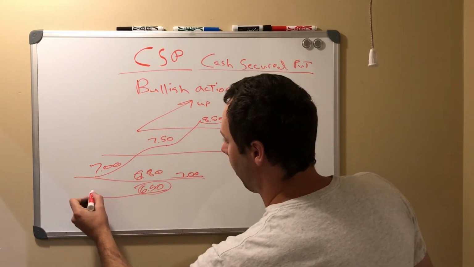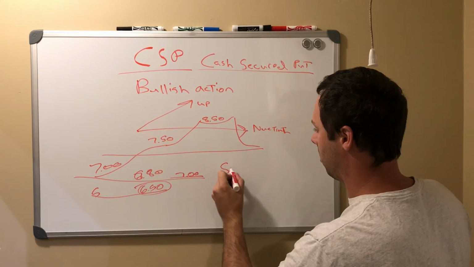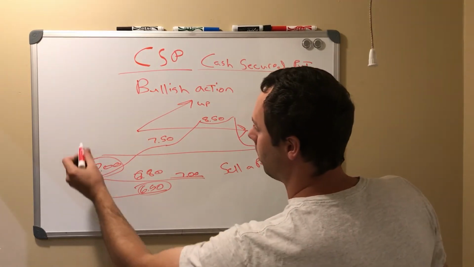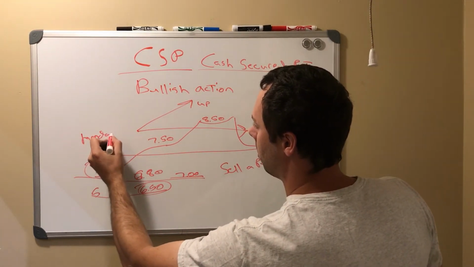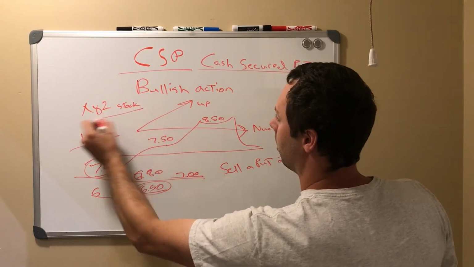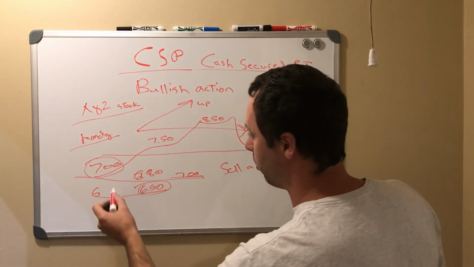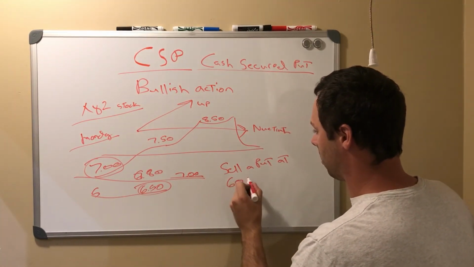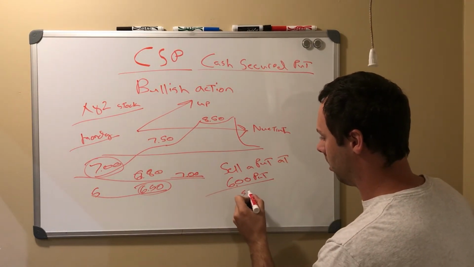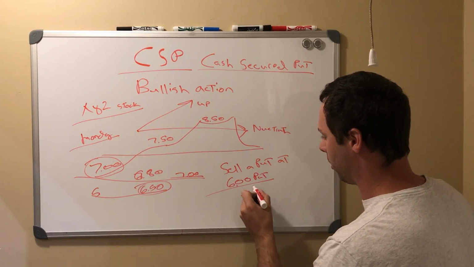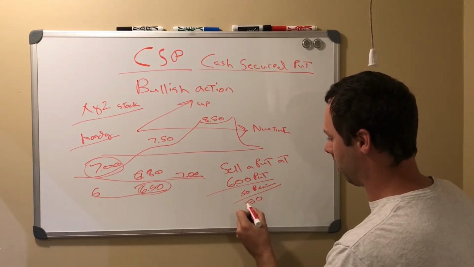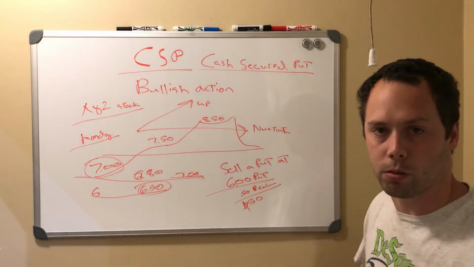So I might sell a put if the stock is here on Monday at $7. We're going to take XYZ stock, the same stock we were doing covered calls on, and we'll just do a put strategy. I might sell a $6 put, and I can collect a 50-cent premium for that, which is really $50. I don't know if that's really what it'd be for that.